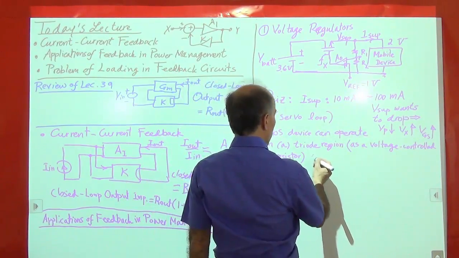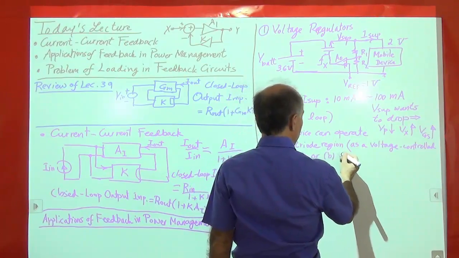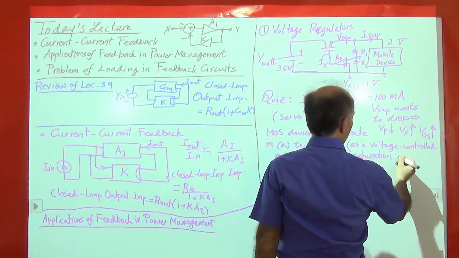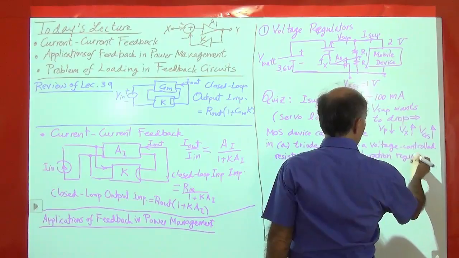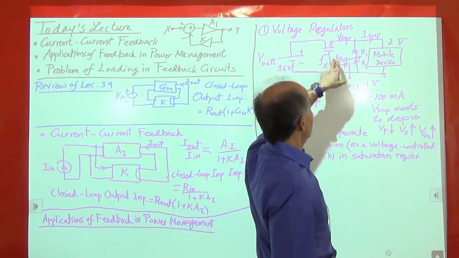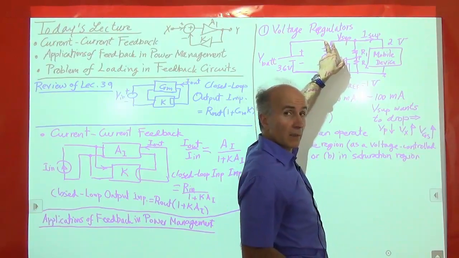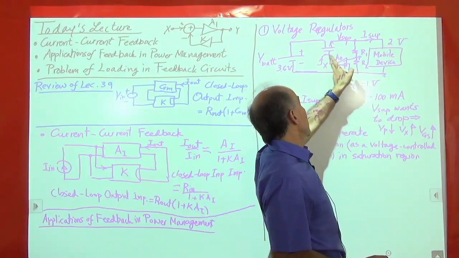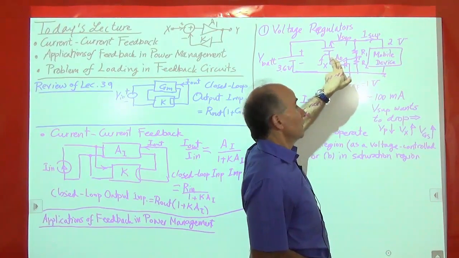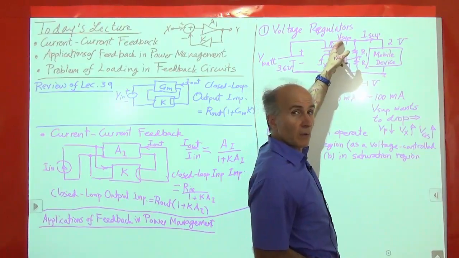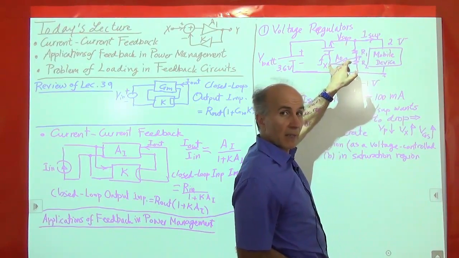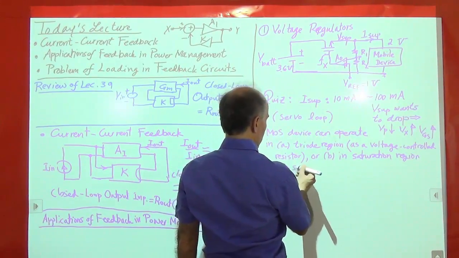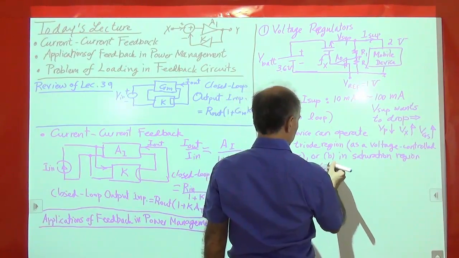Okay, or B, in the saturation region. In the saturation region, meaning that this voltage is not too low, right? The drain source voltage has to be large enough, so the device is in saturation. In that case, you can think of this as a source follower, right? You see, the gate is controlled and the source is going to the circuit. So you can think of it as a source follower.